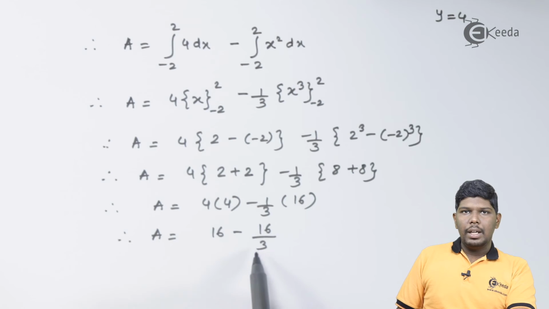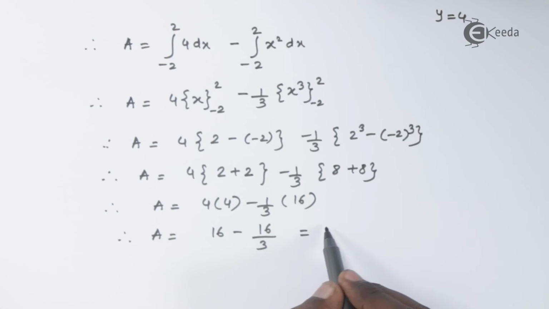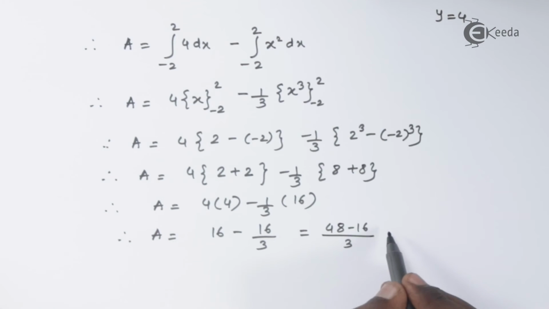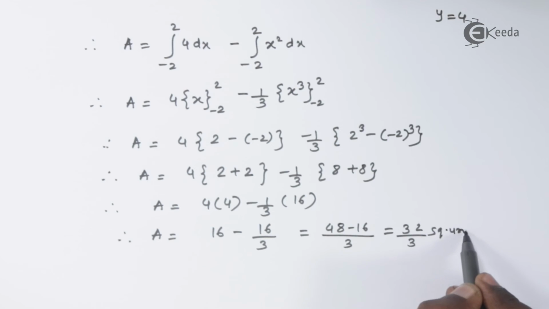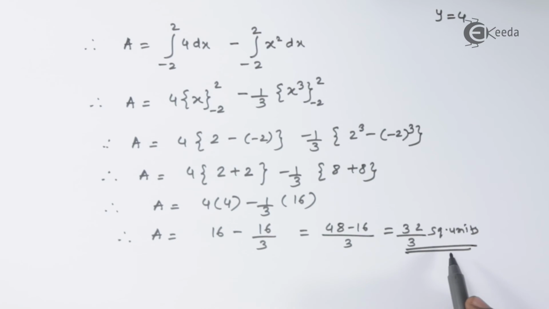This will give you 16 minus 16 by 3, that is 48 minus 16 upon 3, which is equal to 32 upon 3 square units. This is our final answer.